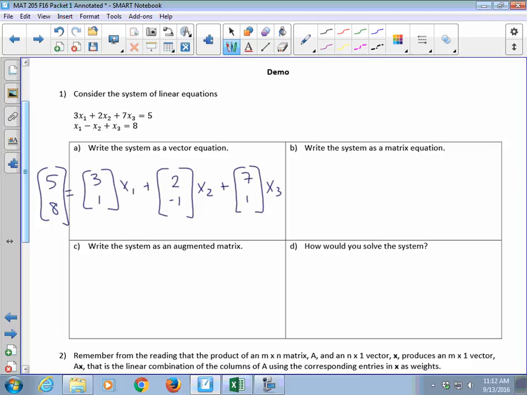If I want to write it as a matrix equation, we have a matrix of coefficients, a whole matrix of coefficients. Instead of separate vectors, each of those vectors becomes a column. So I'm going to have 3, 1, 2, -1, and 7, 1. That's called the coefficient matrix. It holds all the coefficients of the variables. Then you multiply by a vector of weights, x1, x2, and x3.